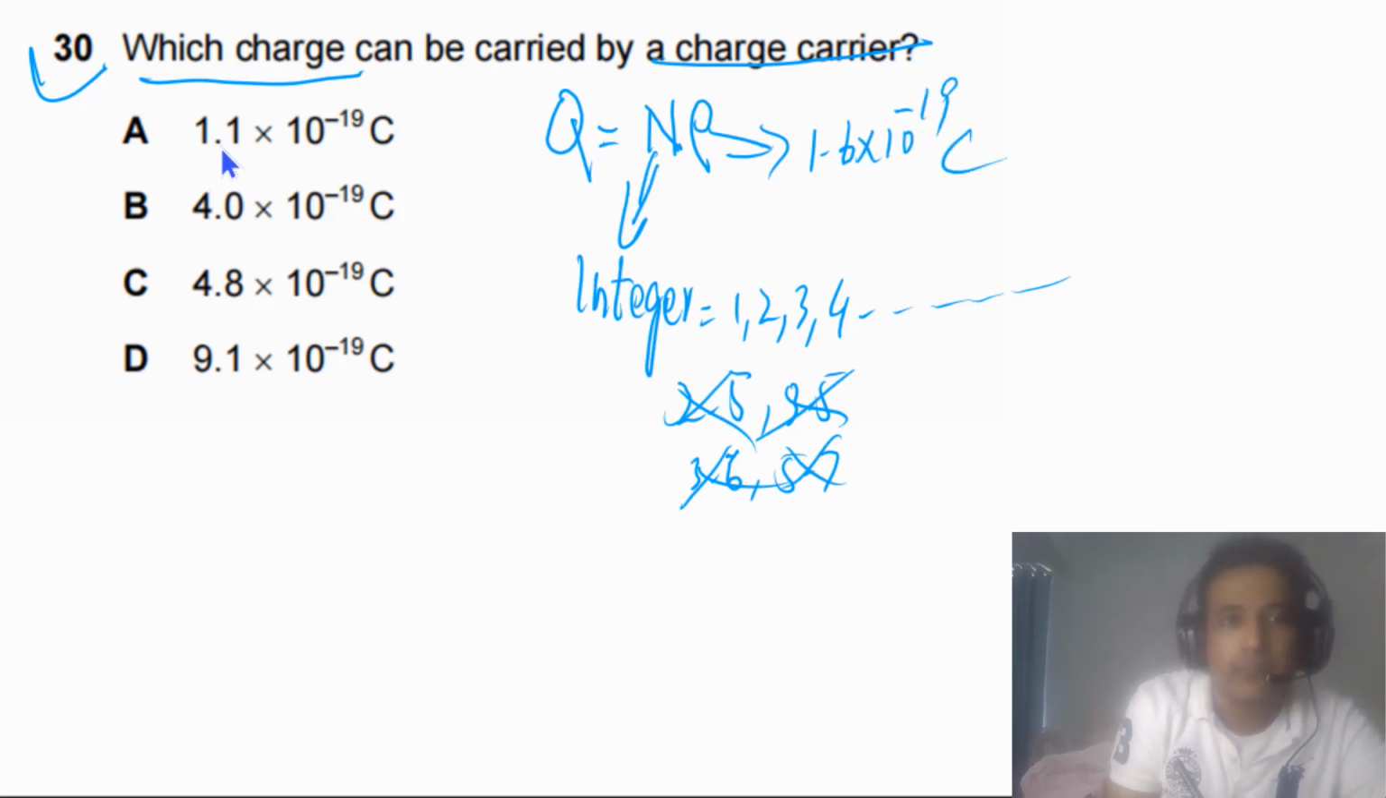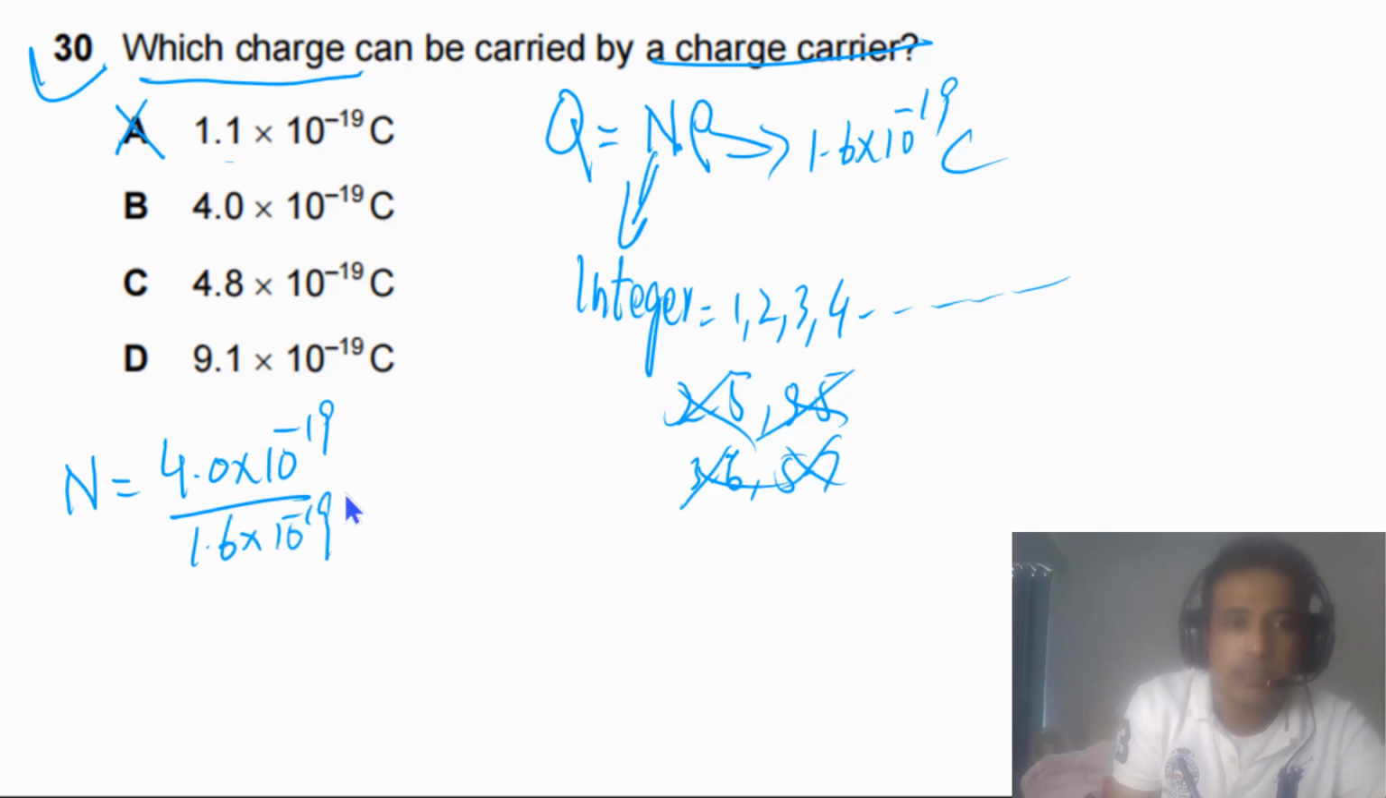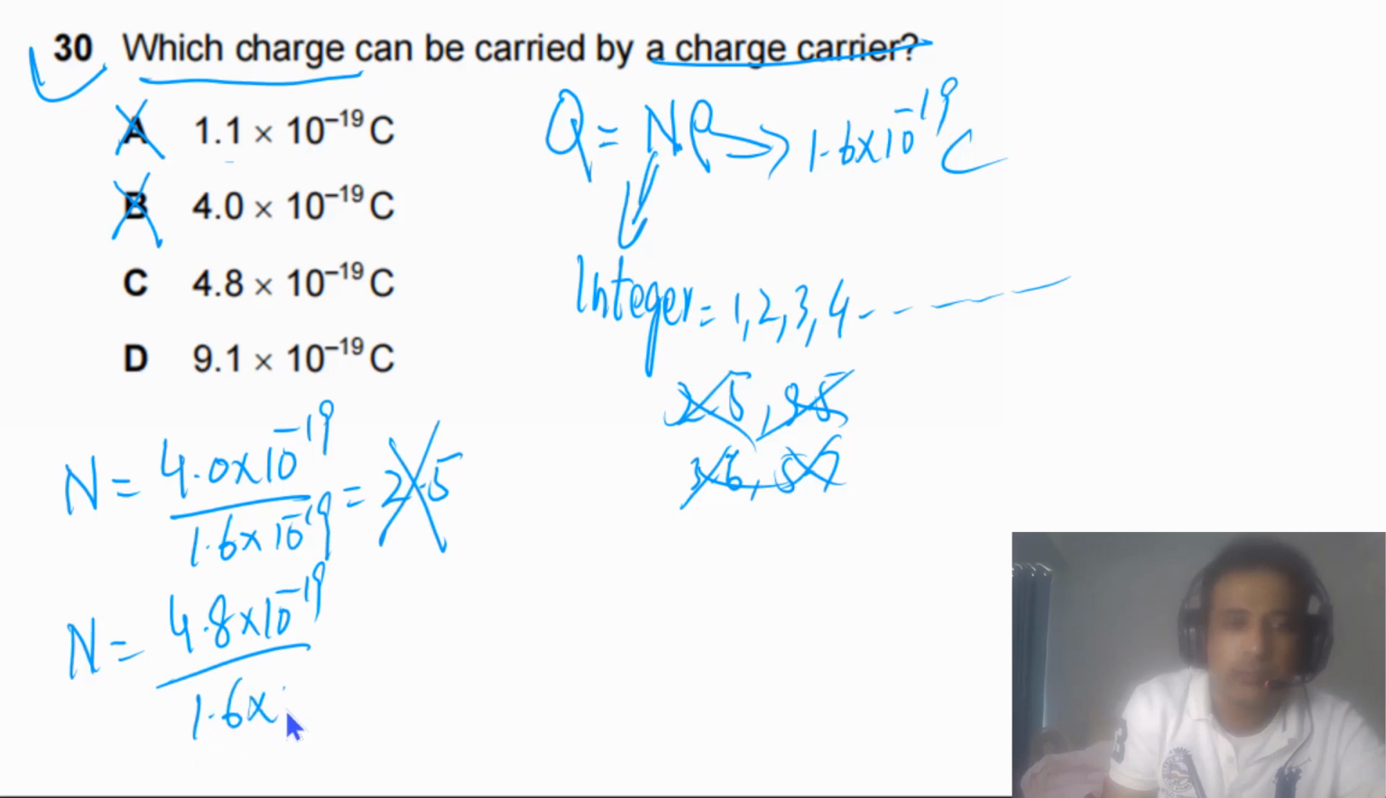If you look at the first one, this is smaller than 1.6, so it means this is not possible. If you look at option B, we can find value of n. So we have 4.0 times 10 to minus 19 divided by 1.6 times 10 to minus 19. So we will get about 2.5. So this is not integer, so this is also not possible. If you look at option C, we have 4.8 times 10 to minus 19 divided by 1.6 times 10 to minus 19. In this case, we will get 3. So this one is possible.